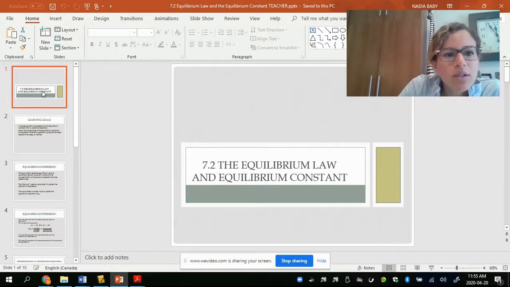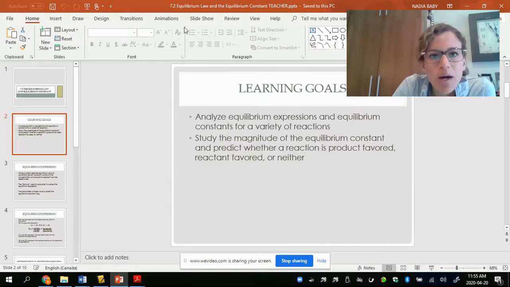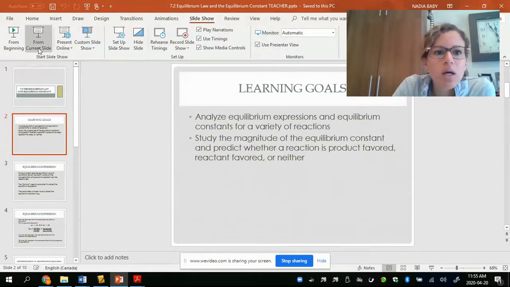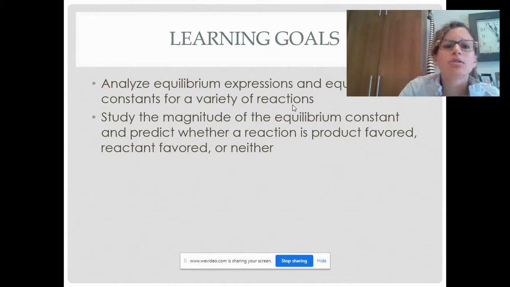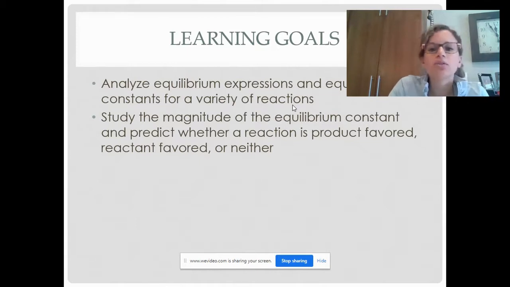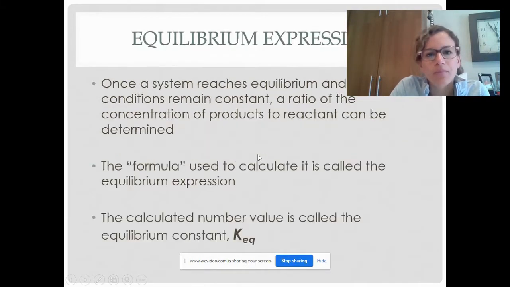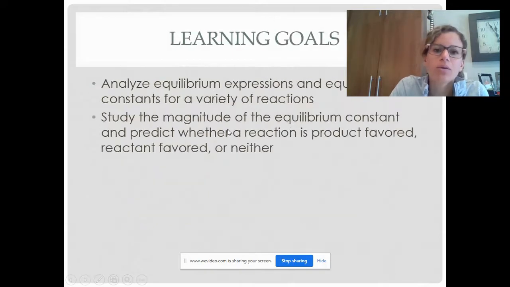Today we're going to be learning about 7.2. Our learning goals are to analyze equilibrium expressions and equilibrium constants for a variety of reactions, and to study the magnitude of the equilibrium constant and predict whether the product is favored, the reactant is favored, or neither. Again, you'll know what this means after the lesson.